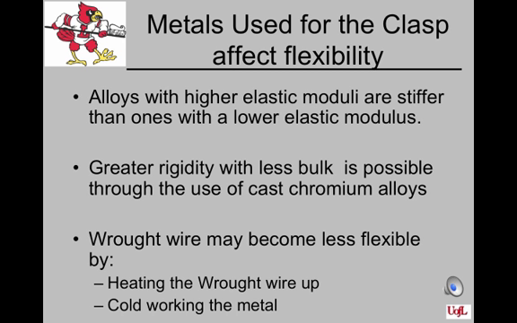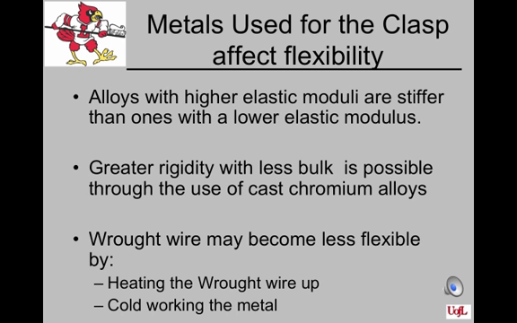The wrought wire clasp is made by drawing a cast metal through a die. The elongated structure of the wrought wire makes it more flexible than a cast structure. It may recrystallize, though, if the following takes place. 1. If the wrought wire is heated, as is sometimes the case when the soldering is done very close to the shoulder of the wrought wire direct retainer, or 2. When the framework is cast to the wrought wire.